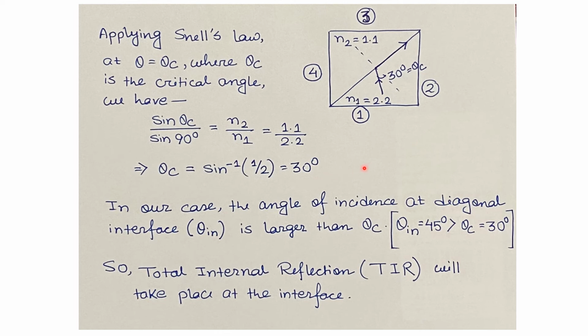And we have seen earlier that the angle of incidence at this interface is 45 degrees. So in our case, the angle of incidence at the diagonal interface is larger than theta c, which is 30 degrees. So for sure, total internal reflection will take place at the interface.